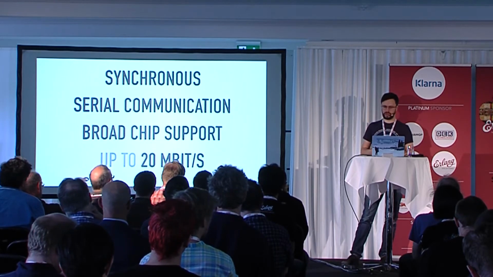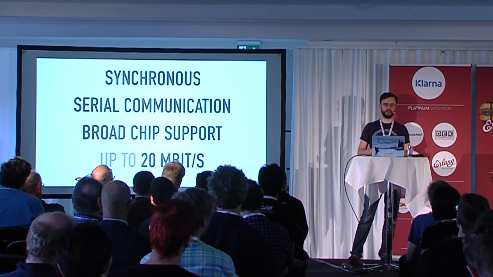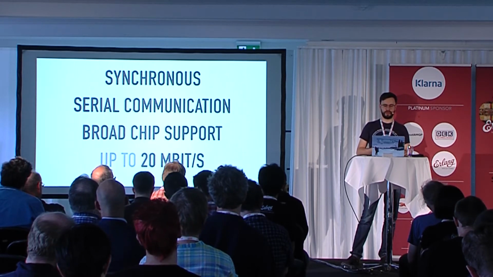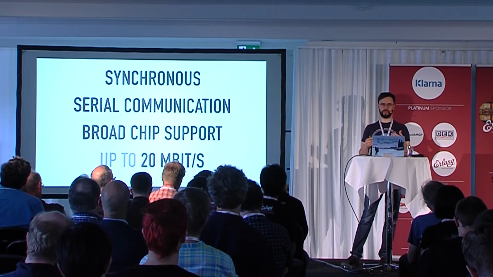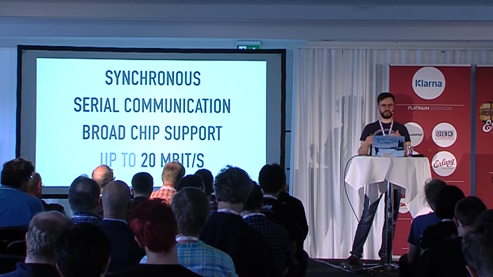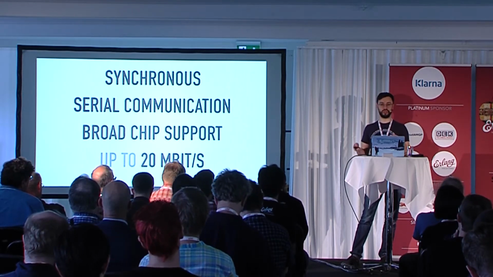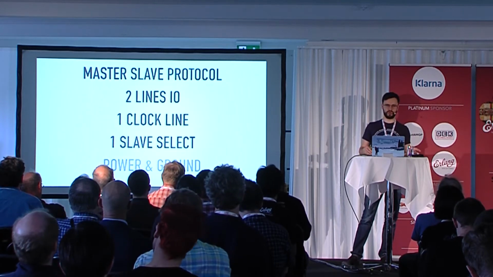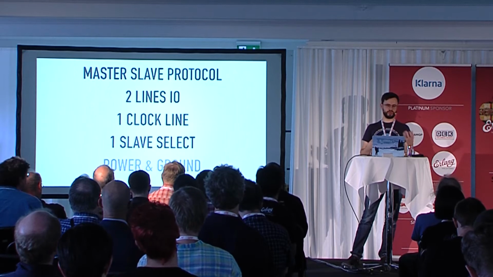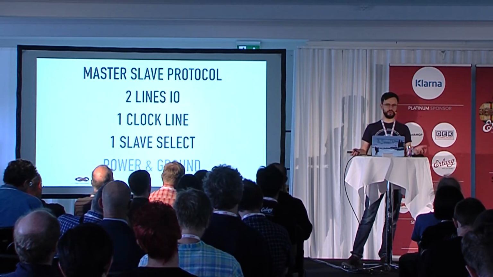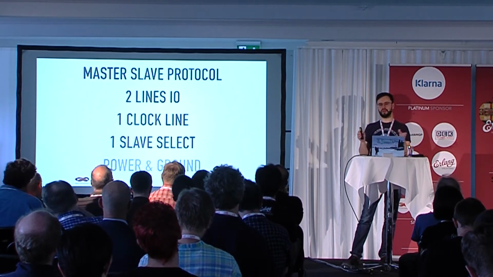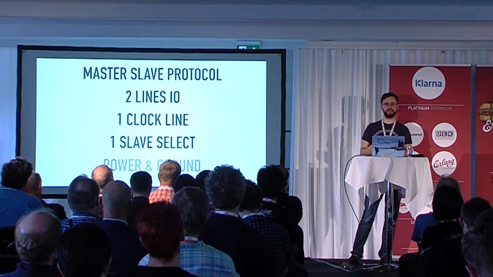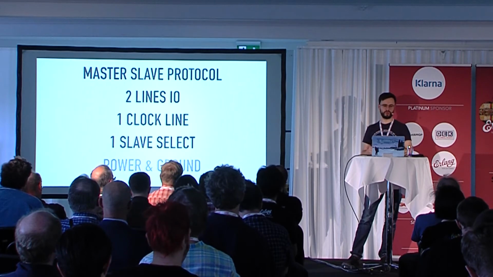It's quite a fast protocol, up to 20 megabits per second. The way it works is that you send and receive at the same time, and that's why it's a synchronous protocol. It's also a master-slave protocol, so you have a controller, which in our case will always be the GRiSP. Then you connect lots of components, and you use what's called a slave select line to actually decide which component you talk to.